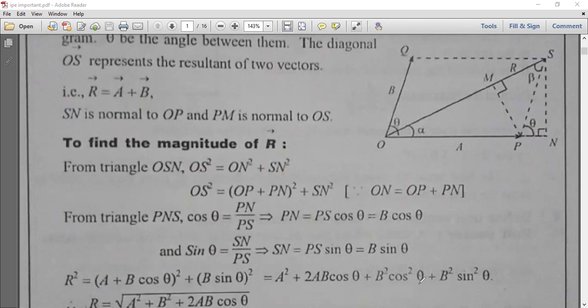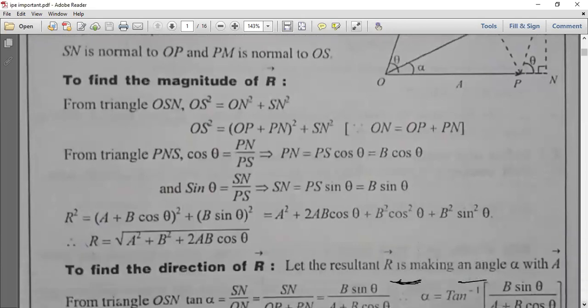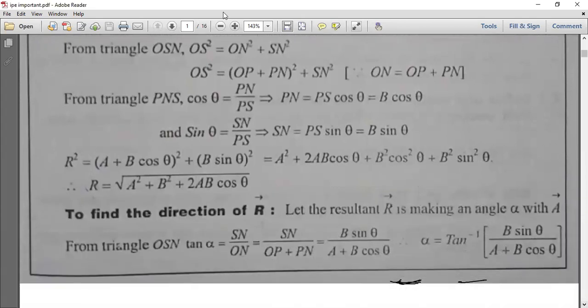Clear? Just take B cos square theta common, B square common from these two steps, and we know cos square theta plus sin square theta is equal to 1. And then after that, take square root from both sides, and then you will get R square is equal to A square plus B square plus 2AB cos of theta. Okay, right.